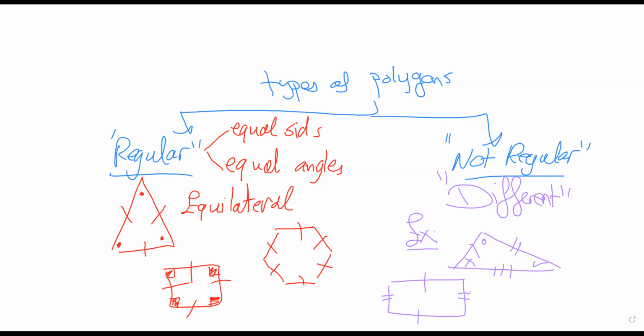So what did we discuss in this slide over here? We discussed the types of polygons. They classify into regular and not regular. What do I mean by regular polygons? Regular polygons are polygons that have equal sides and equal angles. And then we have the not regular ones. They have different sides and different angles. And we discussed examples of each. Moving on to another slide, because now we will take the triangle as an example.